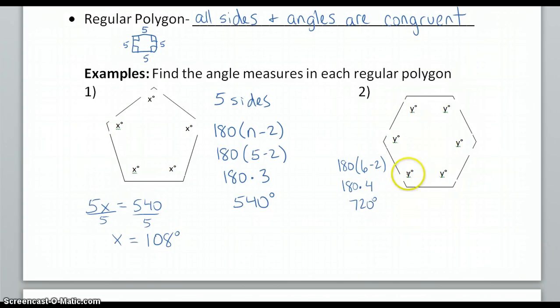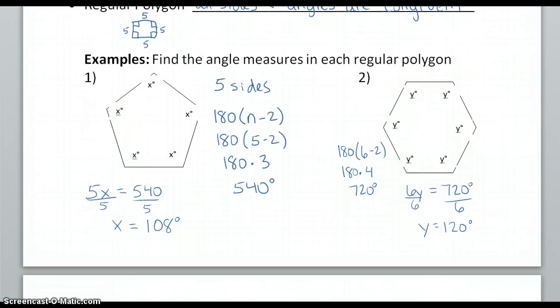So how many y's are here? 1, 2, 3, 4, 5, 6. So that means that 6 y's together equals 720 degrees. Divide both of those by 6, and you get that y equals 120 degrees each. So that is it for using that formula on regular polygons. All right, let's go ahead to the next page.